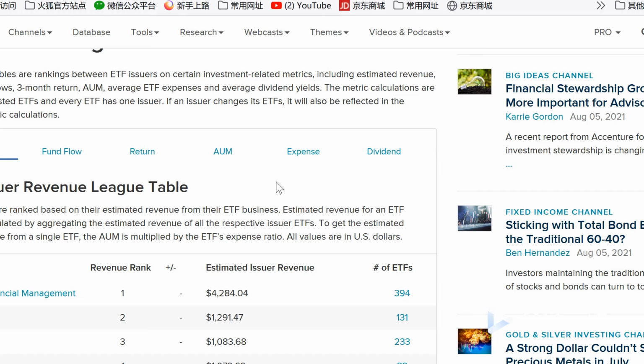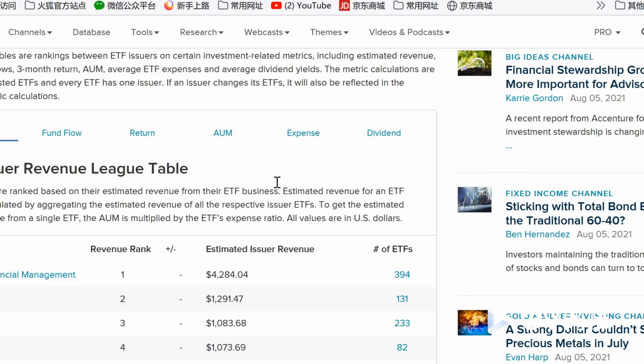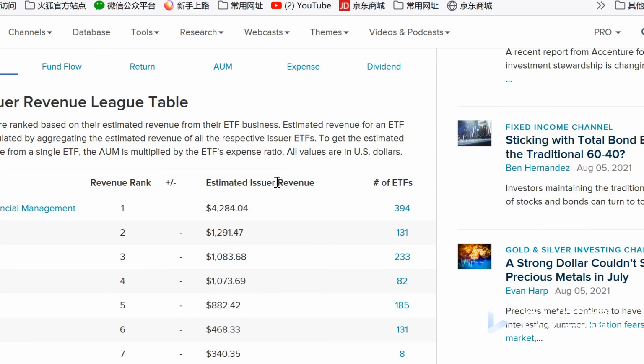So for that kind of thing, it's very important to do at least some homework before you trade any of these ETFs. You want to know who actually issued them, what the fee structure is, and whether the ETF is liquid or not. You want to get into these small details, and that's how you become a good investor. So here you see different issuers.